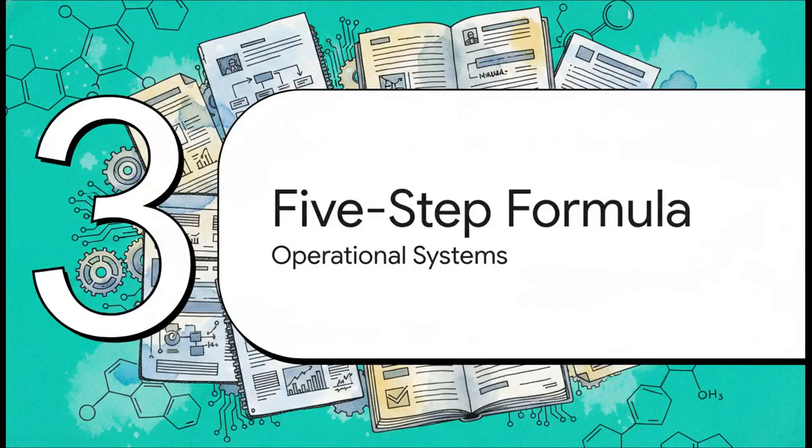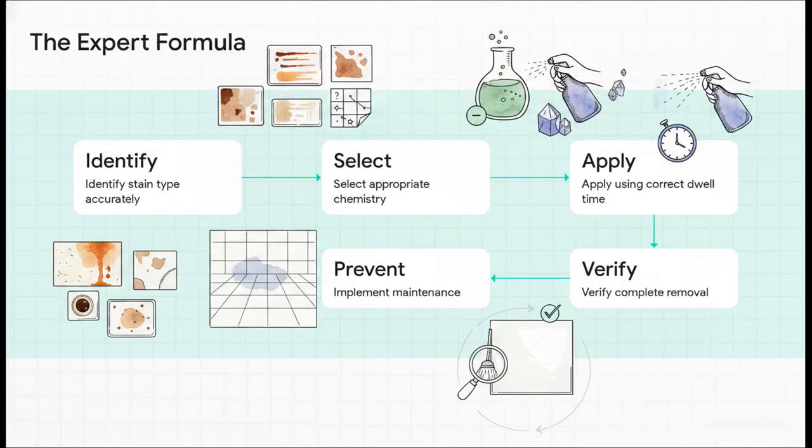Section 3, the 5-step expert formula. Let's take all this chemistry and build it into a repeatable, elite operational system. This right here is the non-negotiable operational flow that guarantees commercial-grade results in any facility, every single time. Step 1, identify the stain type with total accuracy. Step 2, select the appropriate chemistry. Remember, acid for minerals, alkali for organics.